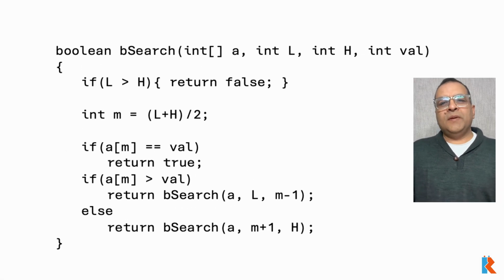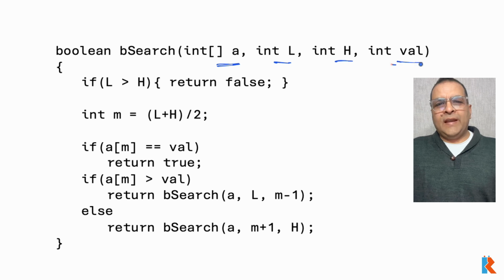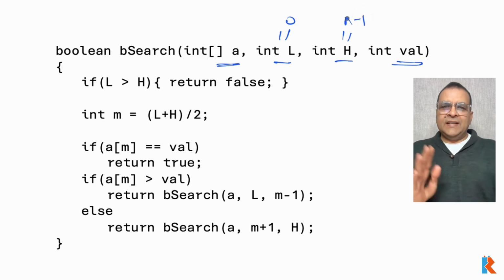You must have seen the binary search function. Following is the recursive implementation of binary search function. This function searches in array A from low till high for value VAL. Initially, when you call this function, the value of low will be 0 and value of high will be n minus 1, indicating the first index and the last index.